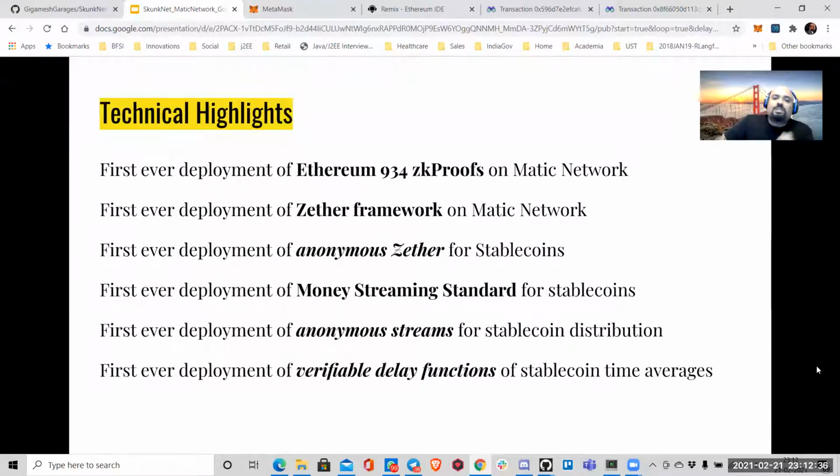So the novelties: this is one of the first deployments of Ethereum 934 based zero knowledge proofs on Matic network. This is one of the first deployments of the Sether anonymous framework on Matic network. Likewise, this is one of the first implementations of anonymous Sether for a stablecoin. And we use this money streaming standard and verifiable delay functions.